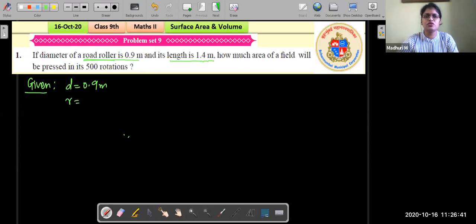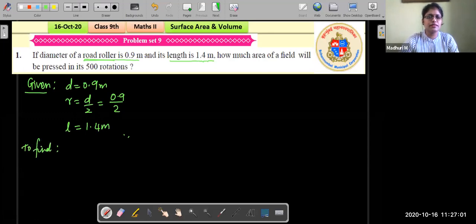We know that is going to be half of the diameter, right? So diameter divided by 2. We won't do the calculations, we will just write it as it is. That is the radius. We are given the length, that is equal to 1.4 meters. And to find, we are asked to find how much area will be pressed. We are asked to find the area which will be covered by the road roller. Okay, students, so that is the question.